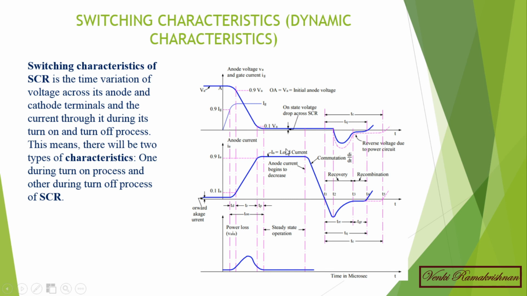As I said earlier, once the thyristor is turned on, it loses its control. So if you want to turn off the thyristor, the only way is to reduce the anode current from its full load value to below the holding current or 0. Here the device's anode current is reduced from full load, that is 100%, to 0.